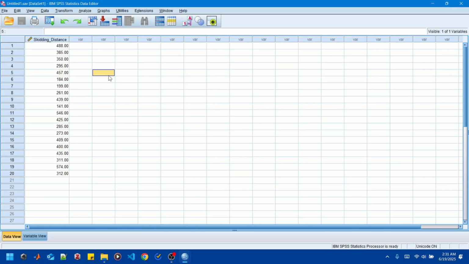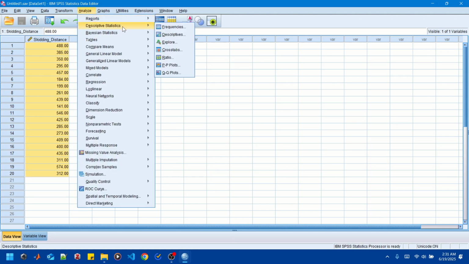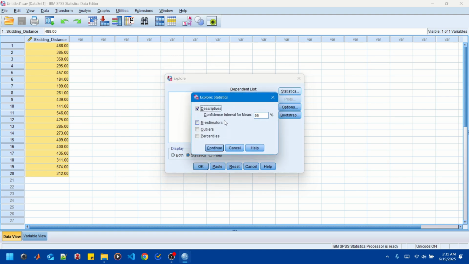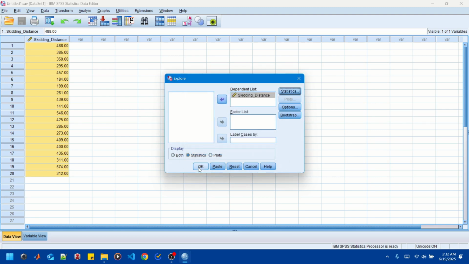Right, so let's also look at how to find the confidence interval on SPSS Statistics. I'm using the same example as earlier. I have the skidding distance and I have 20 data points for different values of the skidding distance. To find the confidence interval, all I need to do is go to Analyze, Descriptive Statistics, and click Explore. Choose the variable, that's skidding distance. We're only interested in the statistics. I'm going to go to Statistics and ensure that the probability of your confidence interval is what you want. So in our case, it's 95%. Click Continue and click OK.